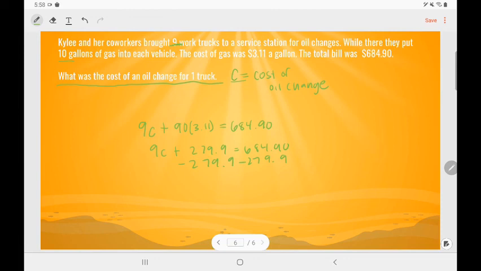684.90 minus 279.90 is going to give me 405. 9C is equal to 405. And dividing that by 9 gives me C is equal to 45. So to answer my final question, what was the cost of an oil change? $45 per oil change.